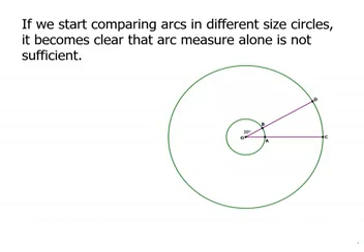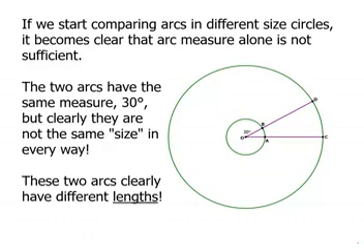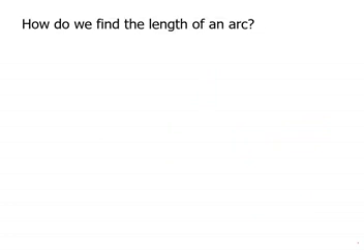If we start comparing arcs in different size circles, it becomes clear that arc measure alone is not sufficient. The two arcs have the same measure, 30 degrees, but they are not the same size in every way. Clearly, from C to D is a much larger distance than from A to B. So they have two different lengths, even though they have the same measure. How do we find the length of an arc?